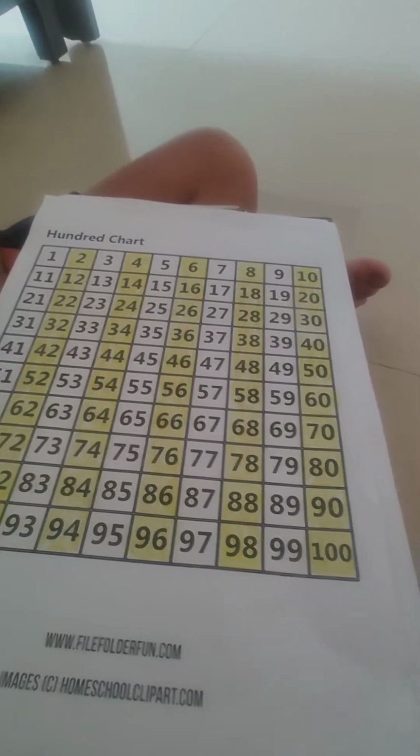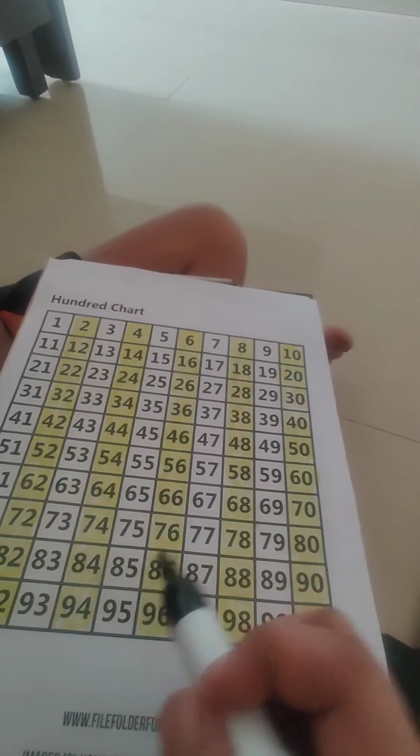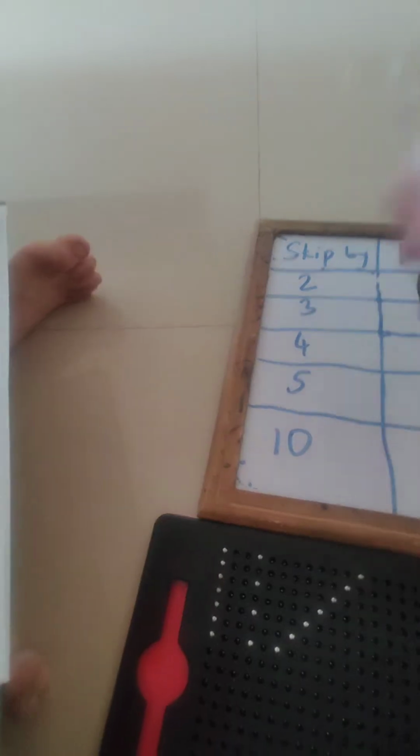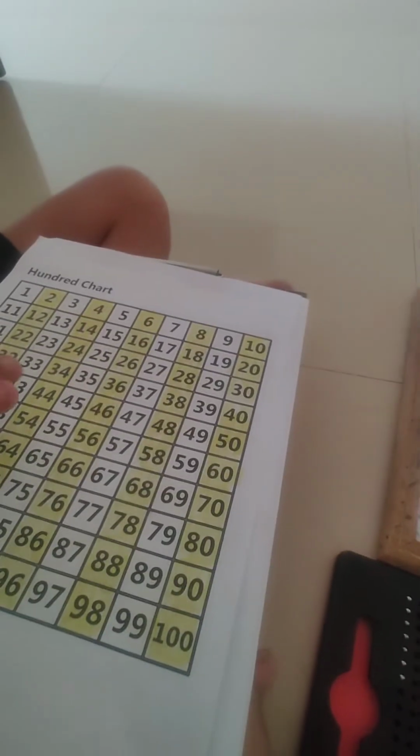Sriram, so we have done some skip counting in these hundred charts. First we are going to look at skipping by 2. We'll see what the pattern is and what the numbers in the ones place are. We'll try to see why that pattern comes. So look at this pattern.